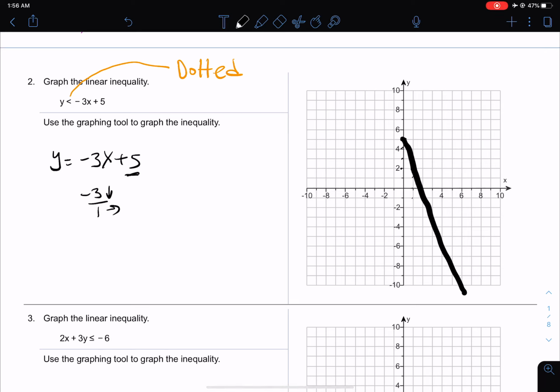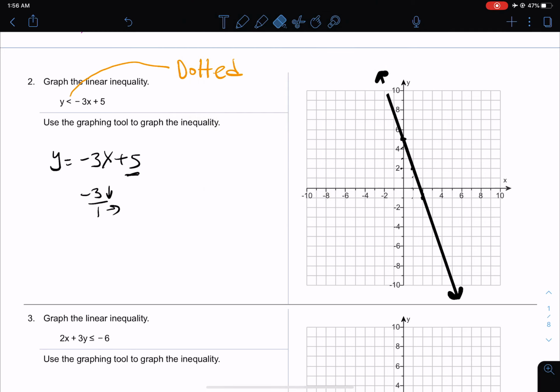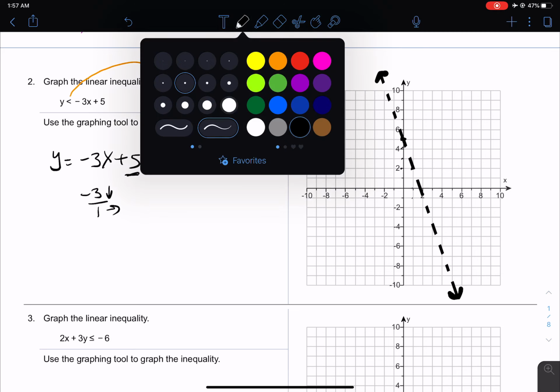Okay, I'll go like this. See, there's my line. And so there is the graph. Of course, we said it needs to be dotted, so I'm going to go back and dot it. So there's the dotted or dashed line. Now we have to figure out which side we shade on. The way you do that, we'll call this a test point.